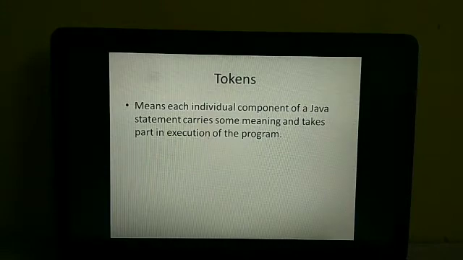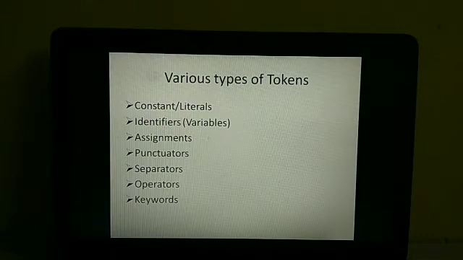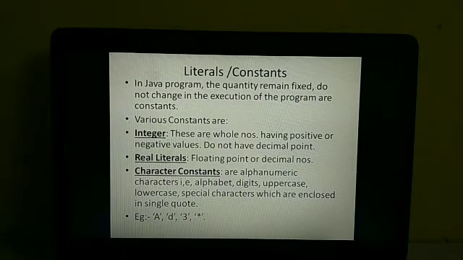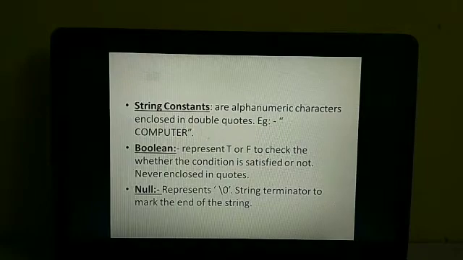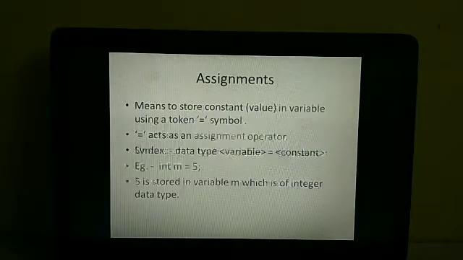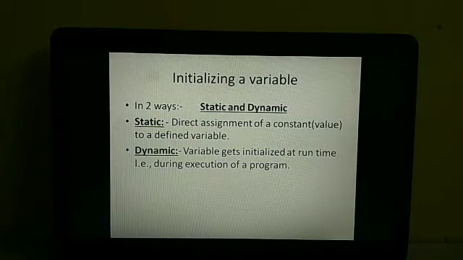Then I have told you about tokens, meaning an individual component of a Java statement that carries a special meaning during the execution of a program. These are the various types of tokens that you use in Java programming, and the explanation of the various tokens has been displayed here. Clear? So here I end your unit 3, that is values and data type. In the next video I will start your unit 4, that is operators in Java.